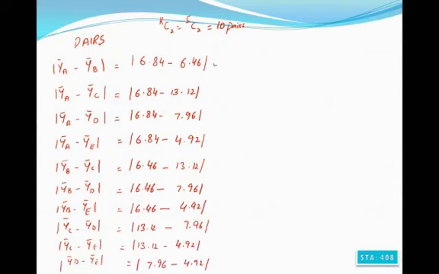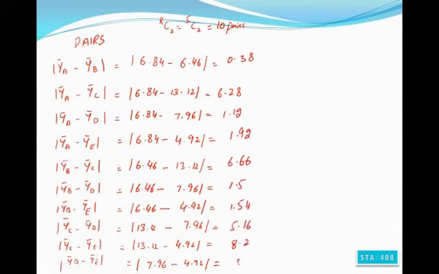अब ये एब्सोल्यूट डिफरेंसेस इनको कैलकुलेट कर लेते हैं. The first difference is 0.38, 6.28, 1.12, 1.92, 6.66, 1.5, 1.54, 5.16, 8.2, 3.04. जो भी इसमें वैल्यूज नेगेटिव आ रही हैं वो इस एब्सोल्यूट की वजह से पॉजिटिव हो जाएंगी. अब आपको इसको कंपेयर करना है विद LSD वैल्यू.